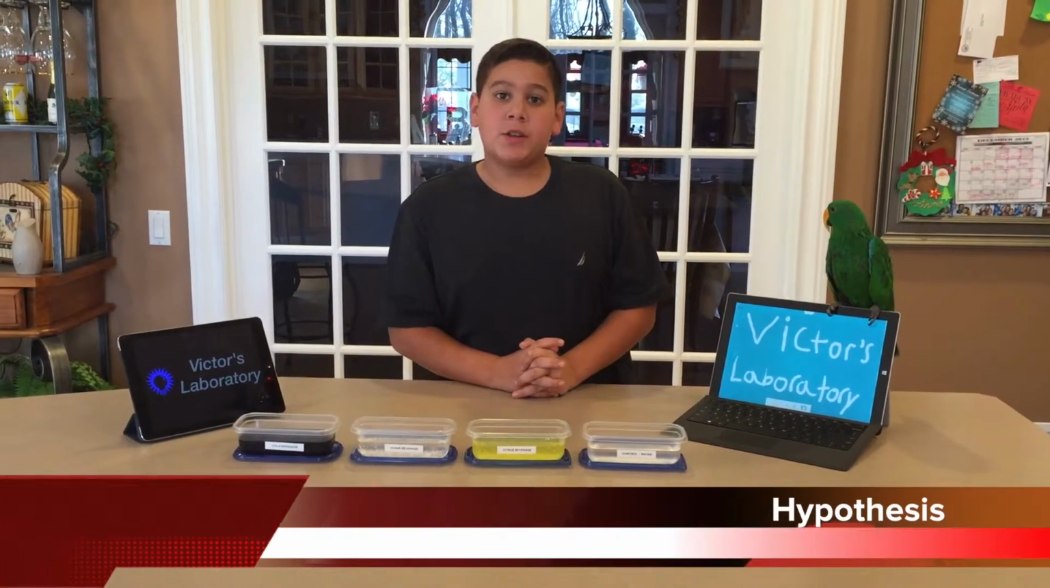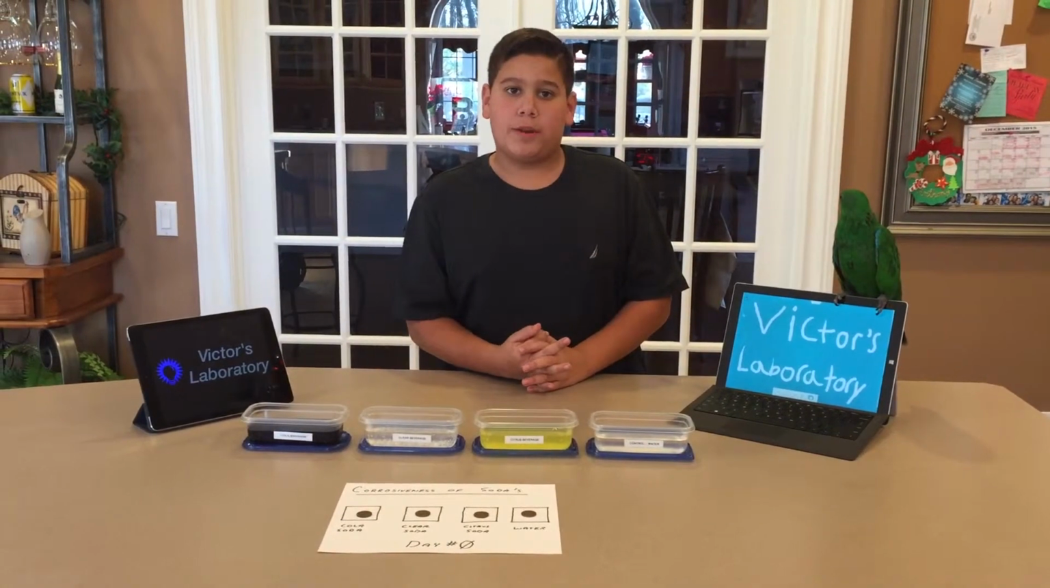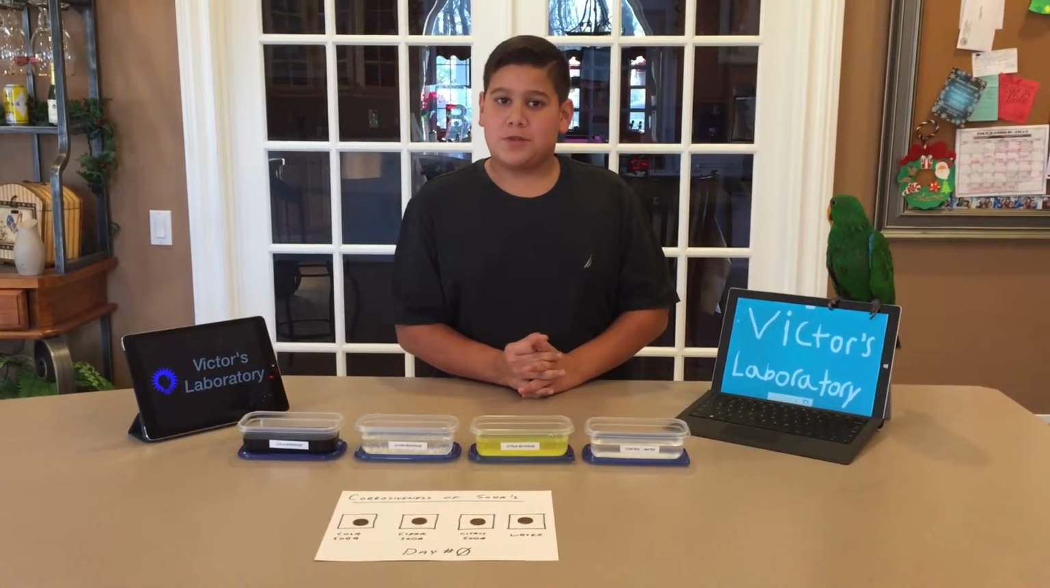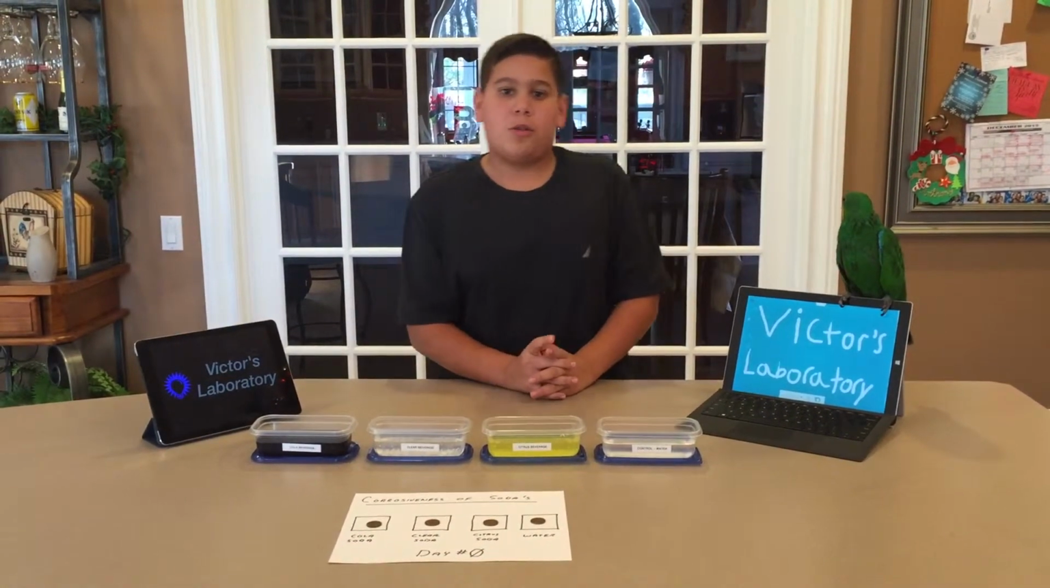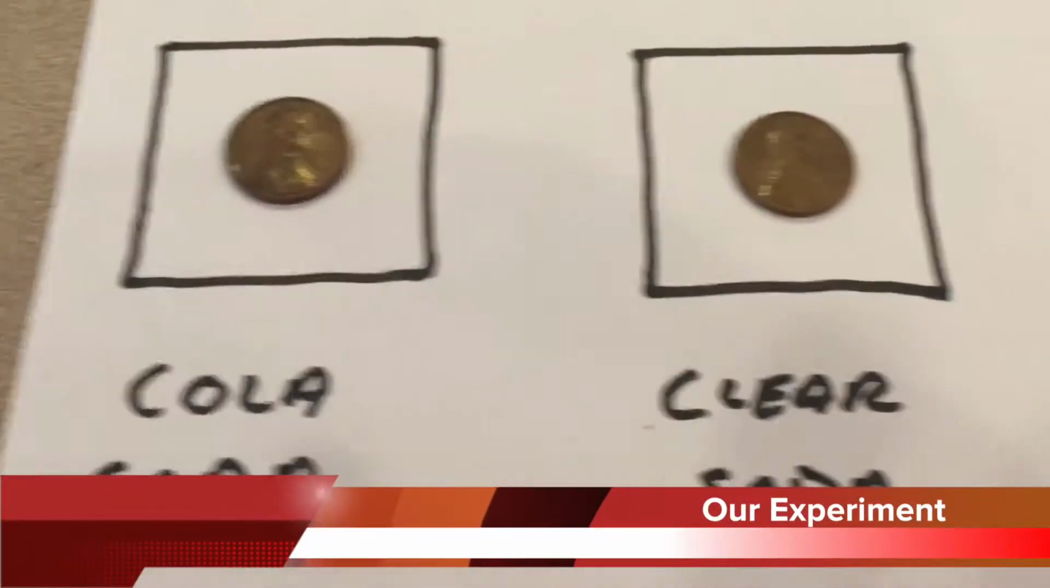If my hypothesis is correct, the cola beverage should corrode the most on the penny because the acidity level of the cola beverage is the highest, followed by the citrus beverage, then the clear beverage, then our control of the water. In order to perform this experiment, we have chosen 4 equally tarnished pennies.